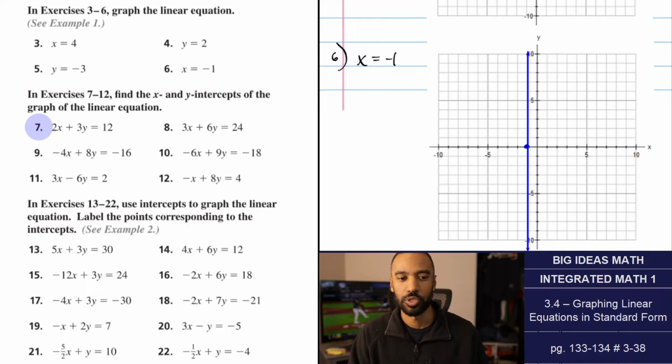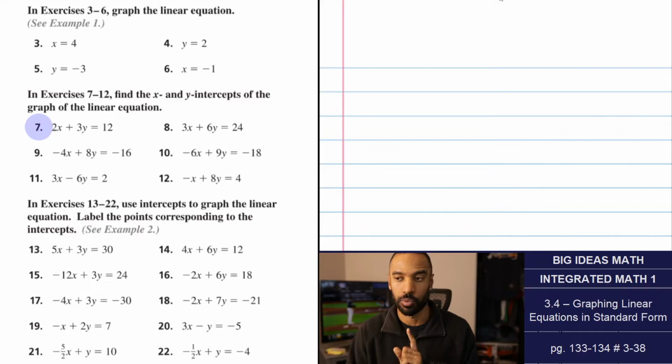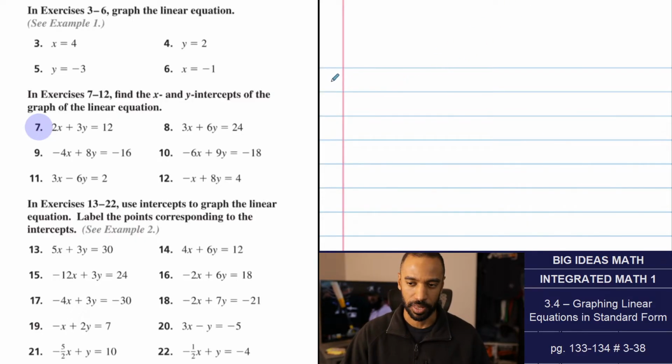In exercises 7 through 12, find the x and y intercepts of the graph of the linear equation. They did not ask us to graph. We're just finding the intercepts. So after that, we're going to be graphing based off that. Number 7 says 2x plus 3y equals 12.